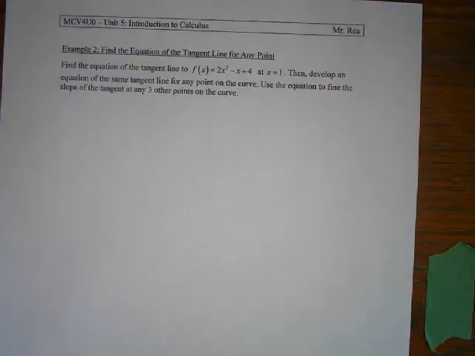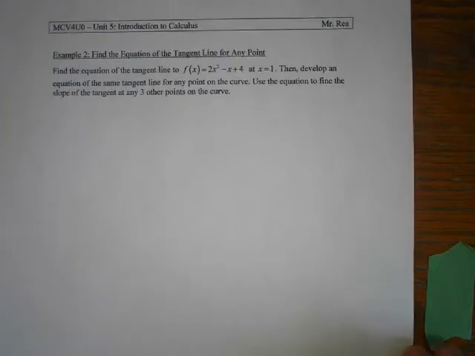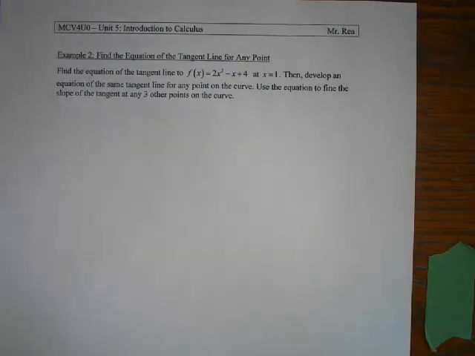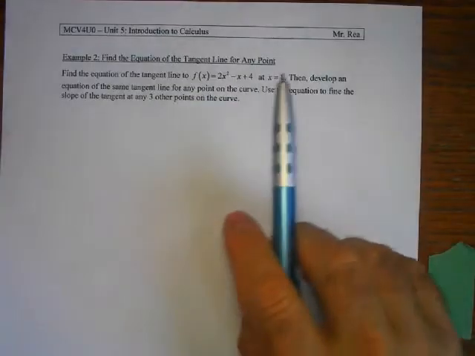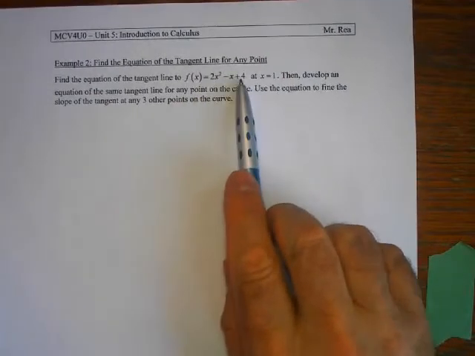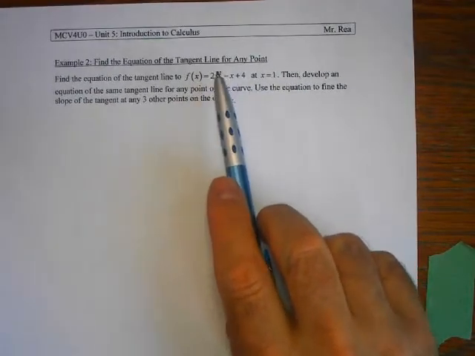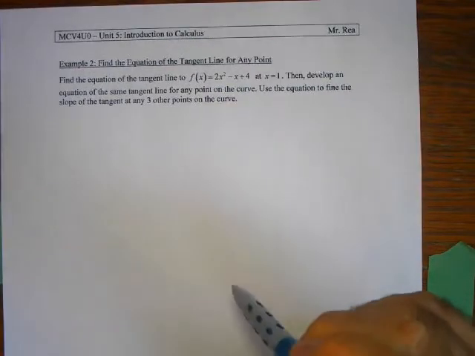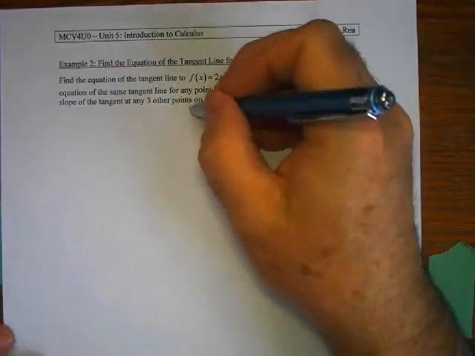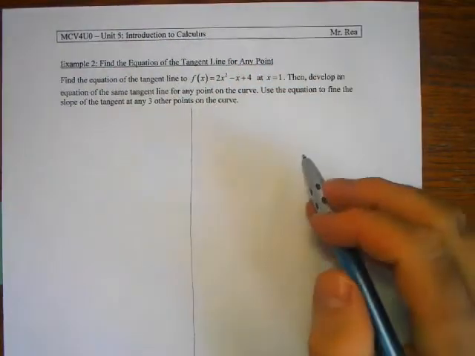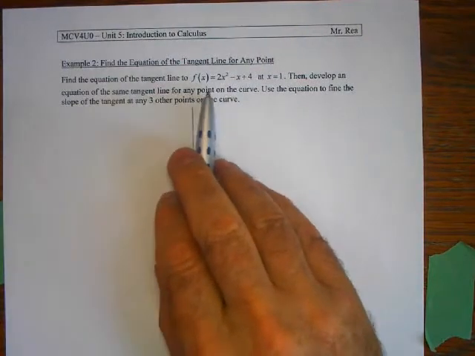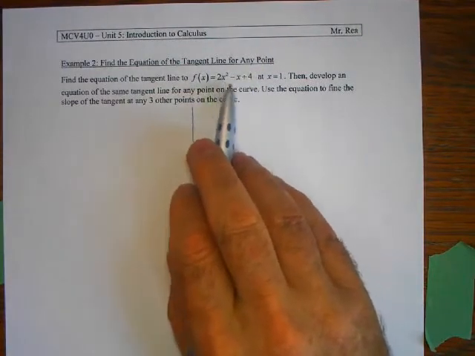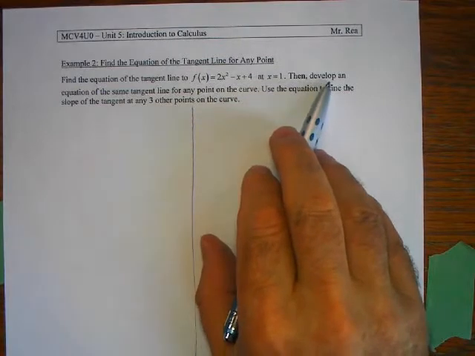Okay, so we're going to do one final example here for this lesson. We're going to take a slightly more complicated function, still a quadratic, but not just x squared. It's 2x squared minus x plus 4. We're going to do this two ways. Basically I'm going to draw a line down the middle of the page because it says find the equation of the tangent line of this at x equals 1, then develop an equation of the same tangent line for any point on the curve. So we'll talk about how that works.